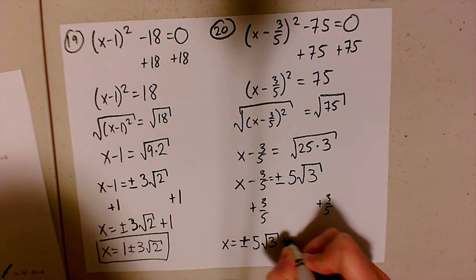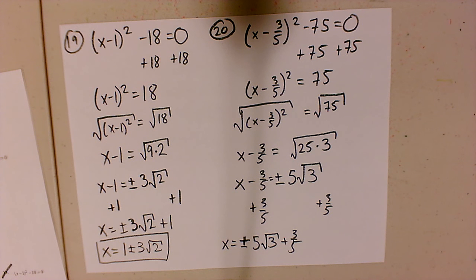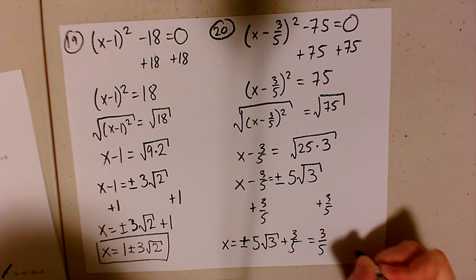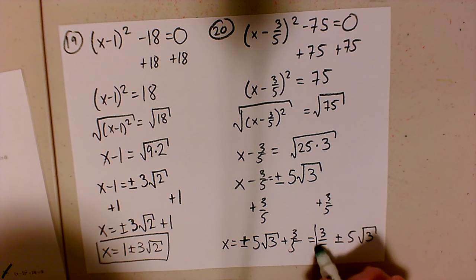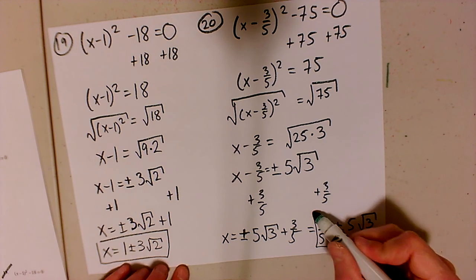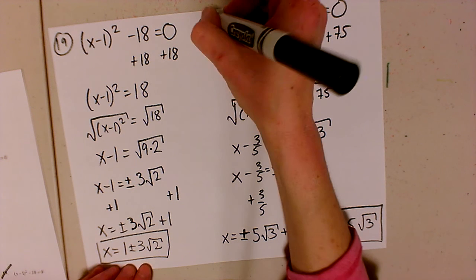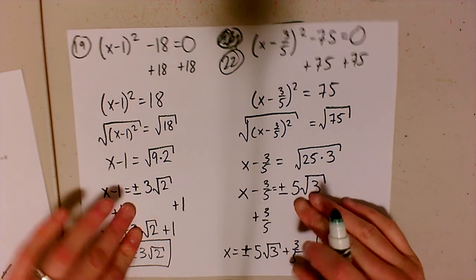So then I get x is plus or minus 5 root 3 plus 3/5. And you could leave it like that, but we really like to have our radicals at the end of the answer. So let's go ahead and reorder this and say it's 3/5 plus or minus 5 root 3. Alright, so that was 22. Sorry, not 20, but 22. Alright, let's go on to 23 and 24.